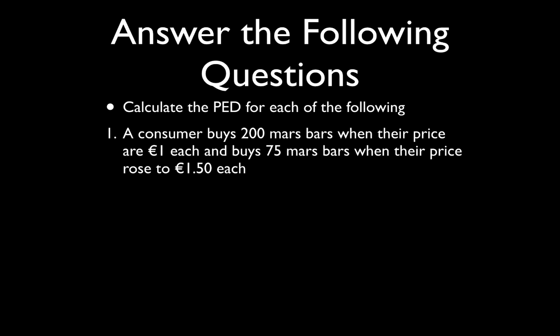Okay, so a consumer buys 200 Mars bars when their price is €1 each and buys 75 Mars bars when their price rose to 150. Write up in the left-hand side P1, P2, Q1, Q2, and then fill in the numbers there. So if I am correct, it's Q2 minus Q1, which is 75 minus 200, over 200, which is Q1, multiplied by P1, which is €1, divided by P2 minus P1, which is 150 minus 1. I think that is correct still.